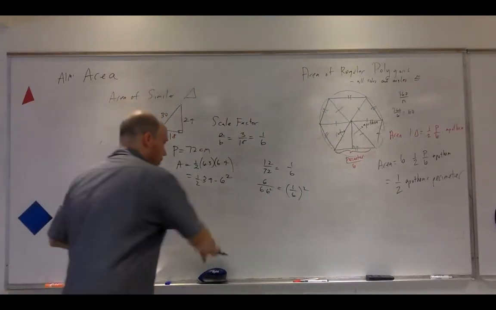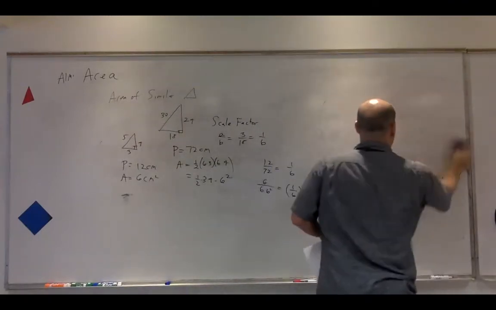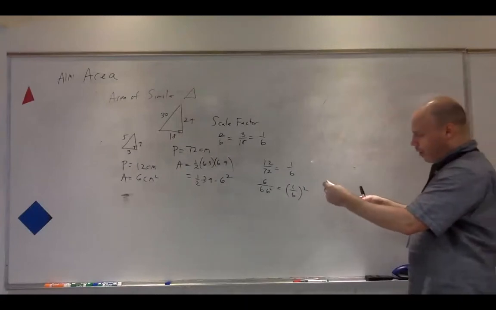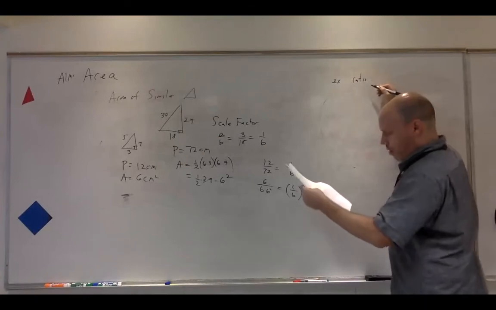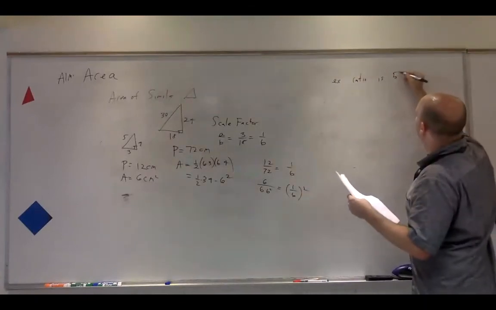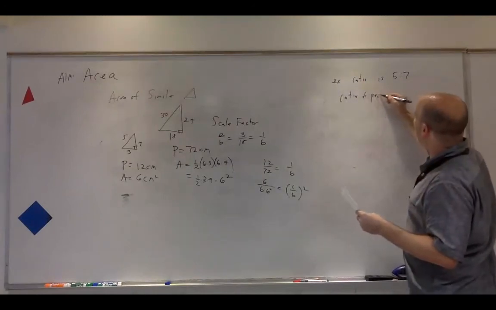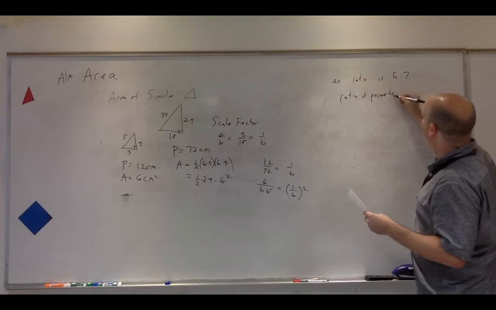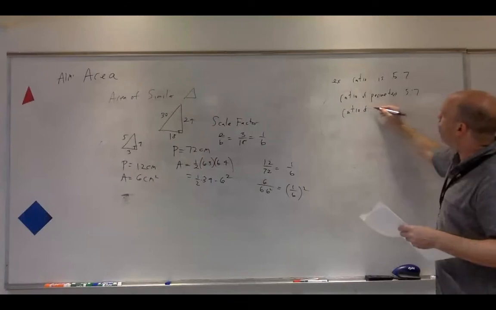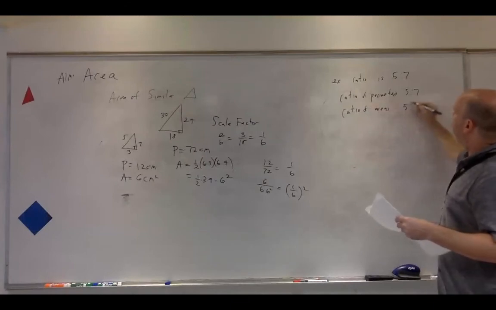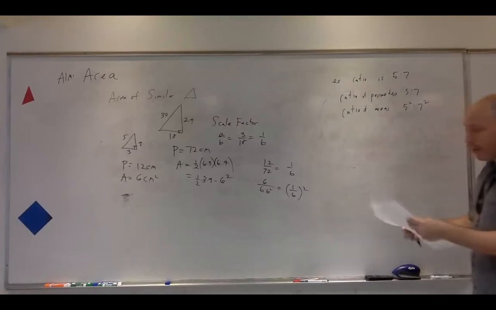So for example, let's use some examples. This is kind of interesting. If the ratio is 5 to 7, the ratio of perimeters is 5 to 7, but the ratio of areas is 5 squared to 7 squared. Right? That's kind of interesting.